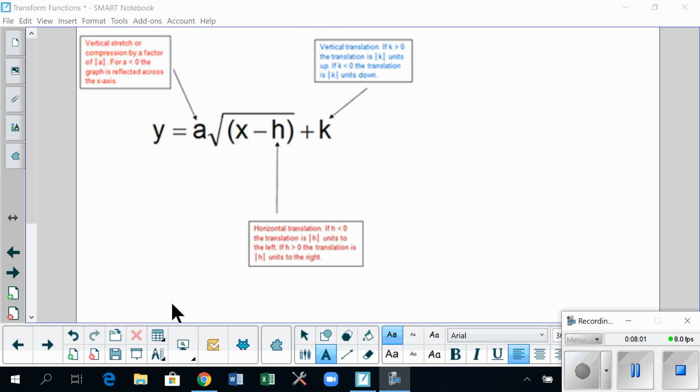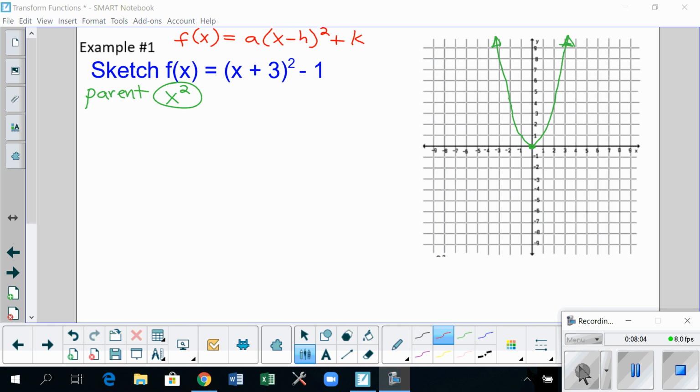So with that in mind, let's do our first example. Example number 1, sketch the graph of f of x equals (x plus 3) quantity squared minus 1. Now the first thing I would encourage you to do in these types of problems is write down what's called the general form of the function. So this is called a quadratic function, and here's the general form of that function.